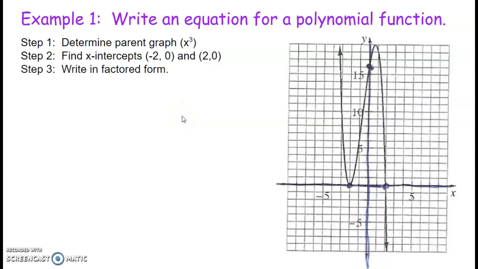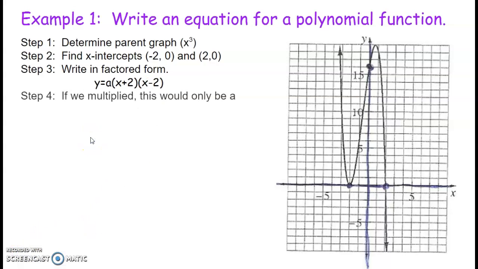The next thing we're going to do is write this in factored form. So that means taking our intercepts and putting them back in their original parentheses in the equation. So in our case, it's going to be y equals a times x plus 2 times x minus 2. So the negative 2 goes with the plus 2, because if I were to undo this, I would have to subtract 2. And the positive 2 intercept goes with the x minus 2.